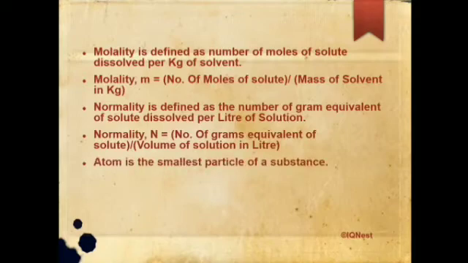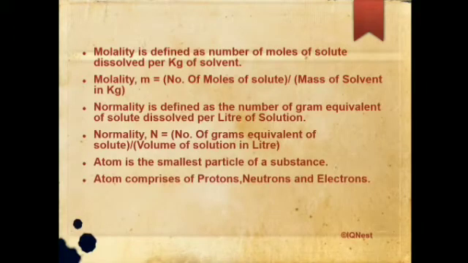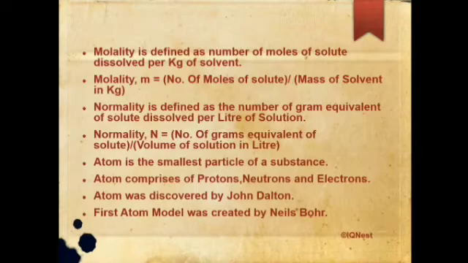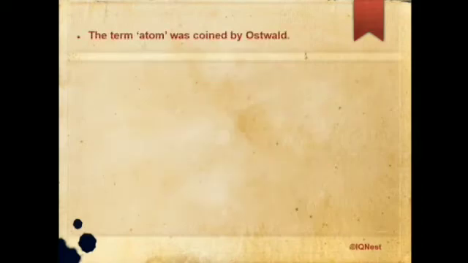And next, what is an atom? An atom is the smallest particle of a substance. An atom comprises three elements, that is protons, neutrons and electrons. Atom was discovered by John Dalton, and the first atom model was created by Niels Bohr, and the term atom was coined by Oswald. So 3 points.